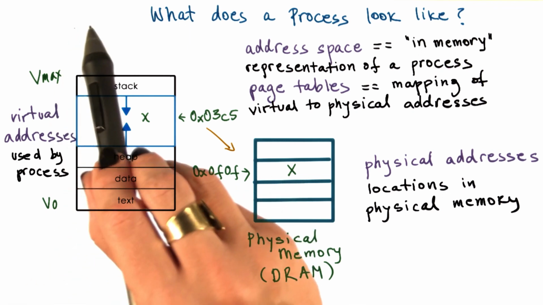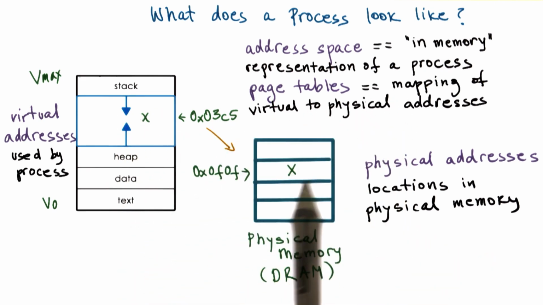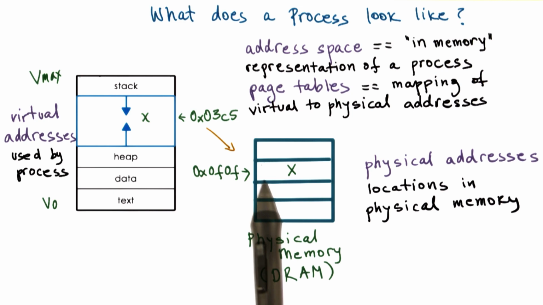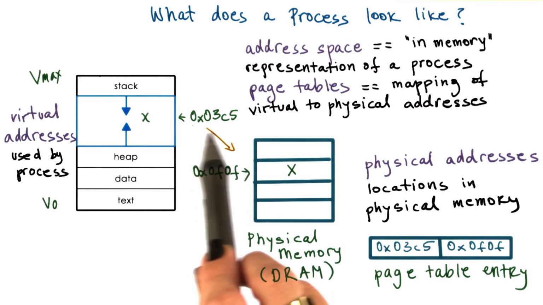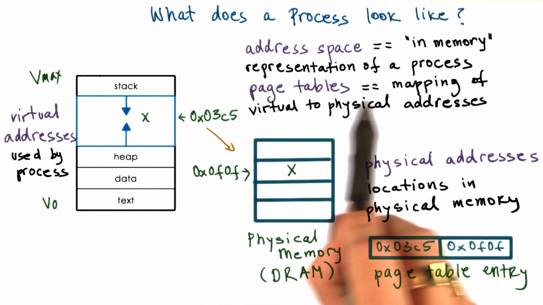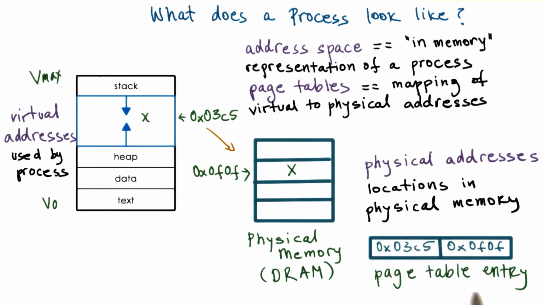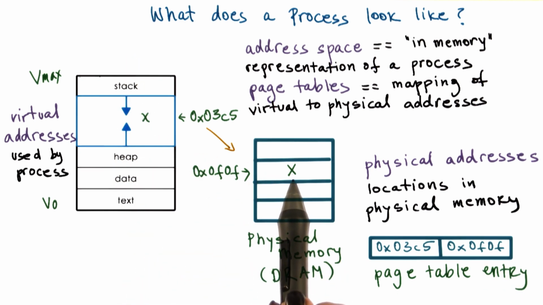So then whenever the process tries to access x, this mapping is referenced, and in reality, the exact physical location where x is will be accessed. As long as the mapping between 03C5 and 0F0F is present in this mapping table, this is a page table, and this is a page table entry, any access of the process to x will in fact access the correct physical location where x is stored.